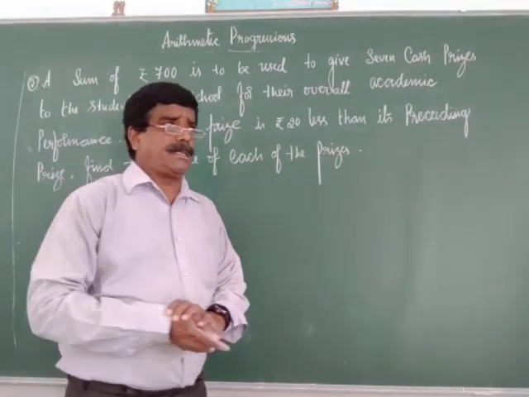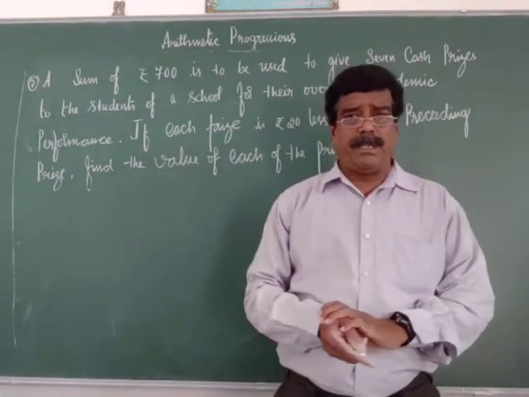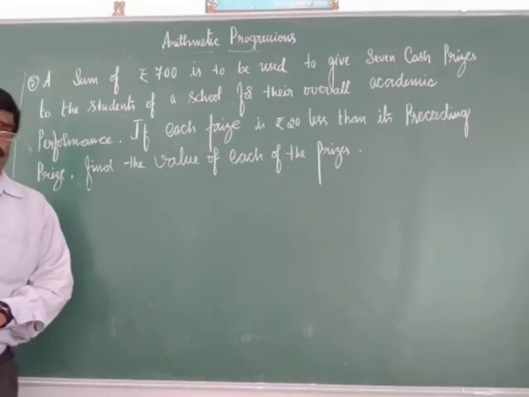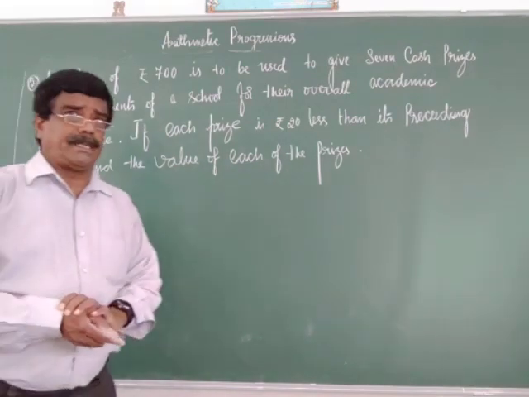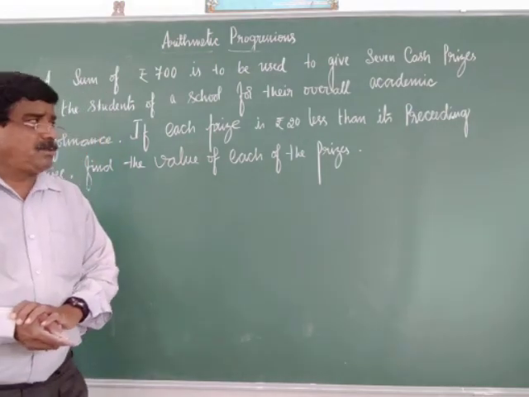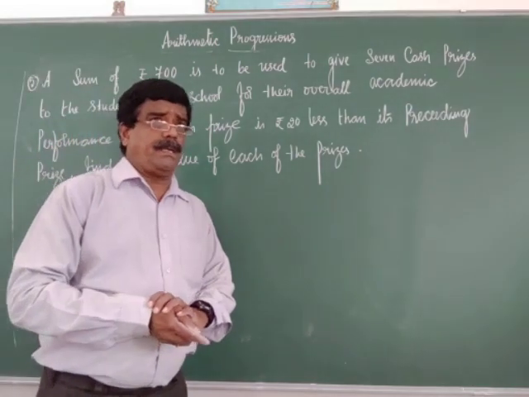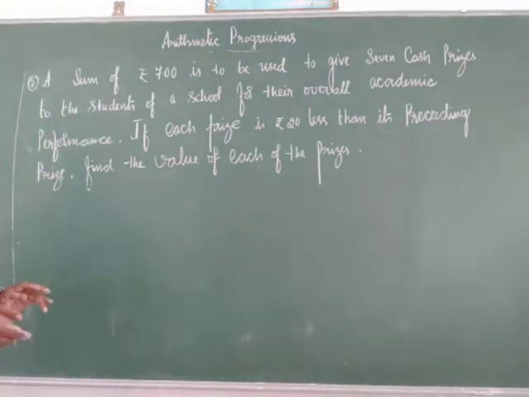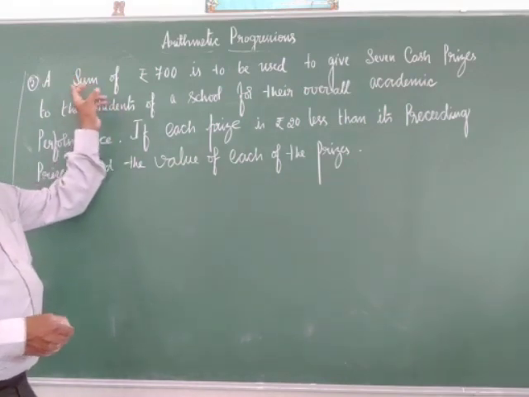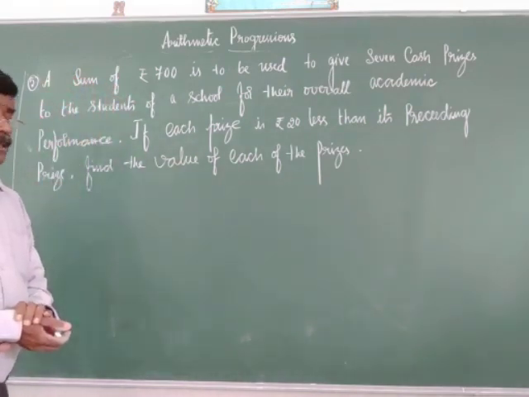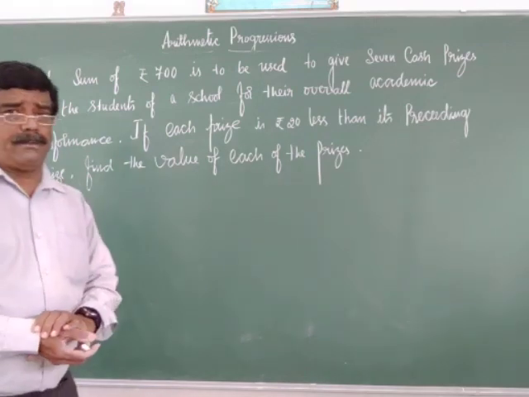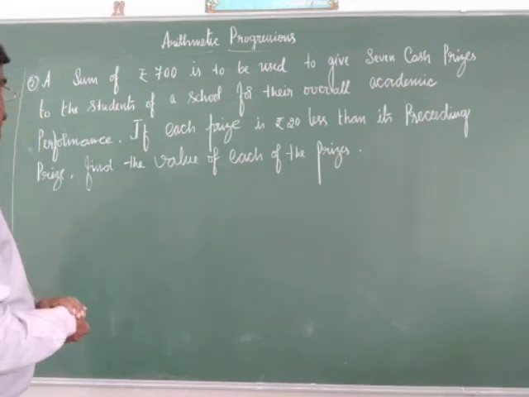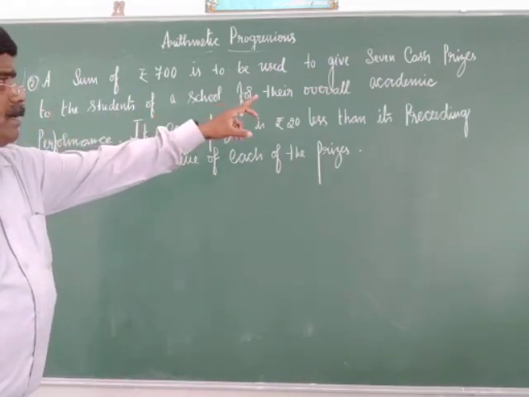Now we are discussing AP, so it will be the concept of AP. But after finishing all the portions, many questions will be statement sums like this. So you must know how to classify it and how to identify it. After identifying, you should know it is related to AP, and analyze it and try to solve. Let me see how we can solve this sum. Anyhow, here it is given a sum of rupees 700. It means the total amount is 700 rupees. It should be distributed to the students of the school for their overall academic performance.